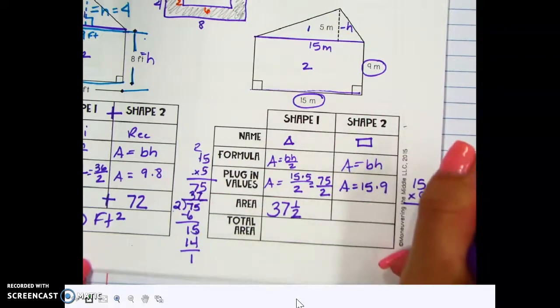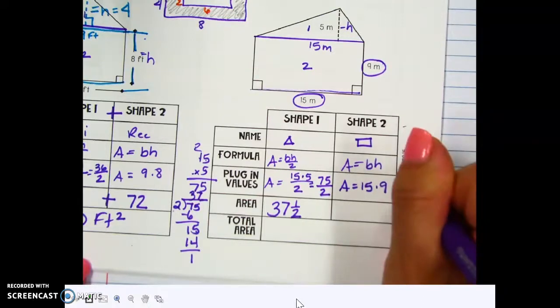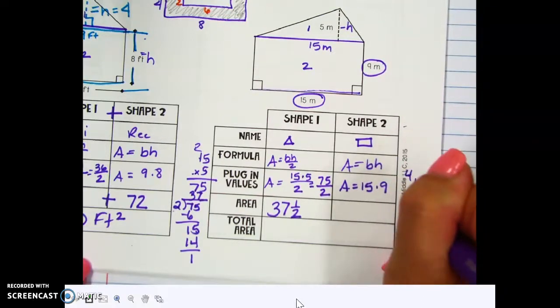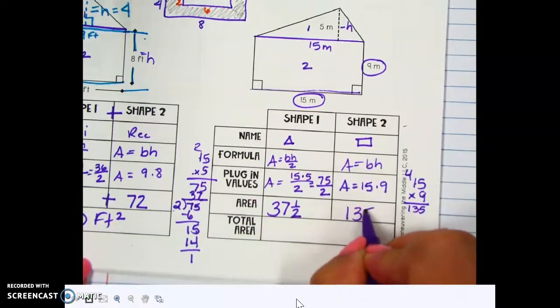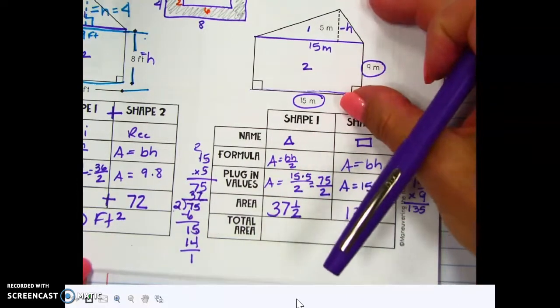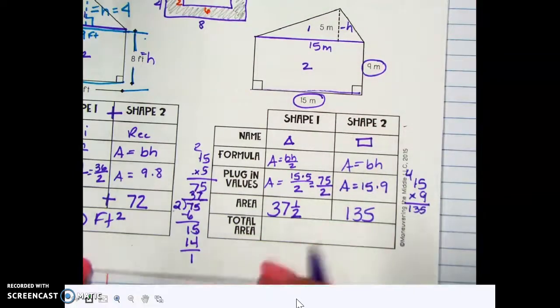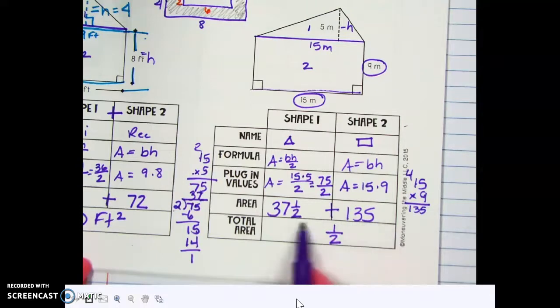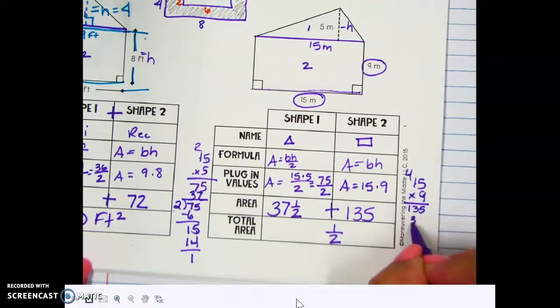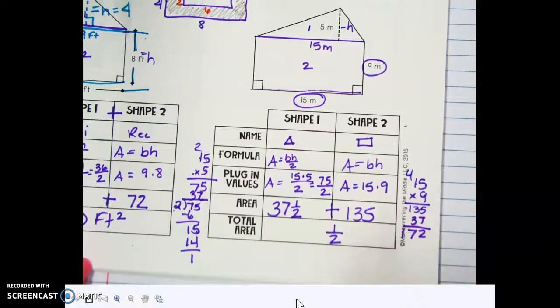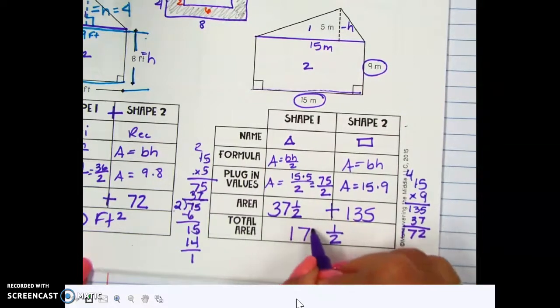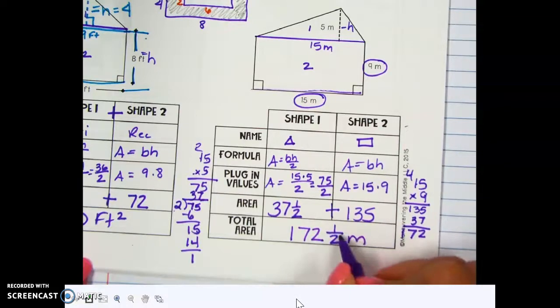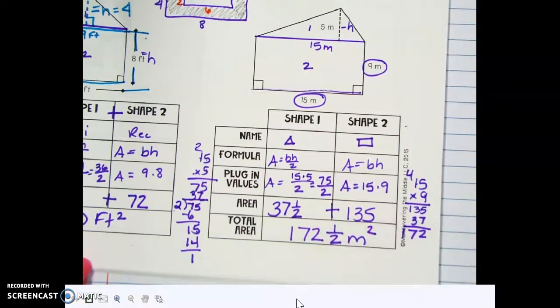Let's see, you guys. 9 times 5 is 45. 9 times 1 plus 4, it is. So we have 135. And because I have two shapes that are composed, they're like added together, I would add these together. And I would end up with 1/2. Remember that. And then it would be, what is that? 135 plus 37. Looks like it would be 172 and a half meters squared. Does that look right to you guys? Give me a thumbs up.